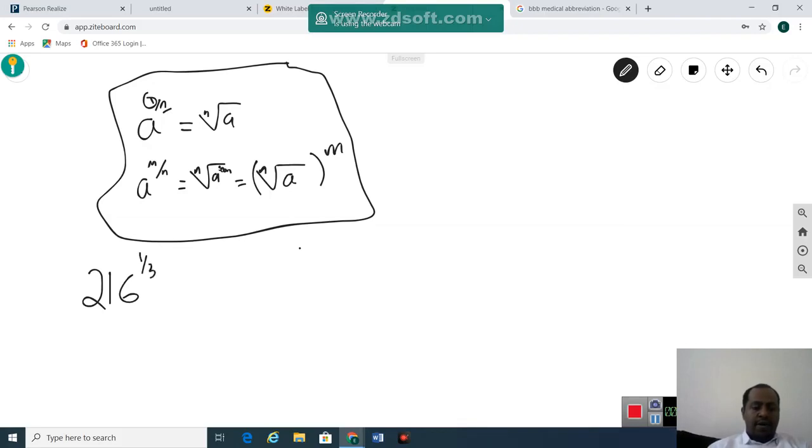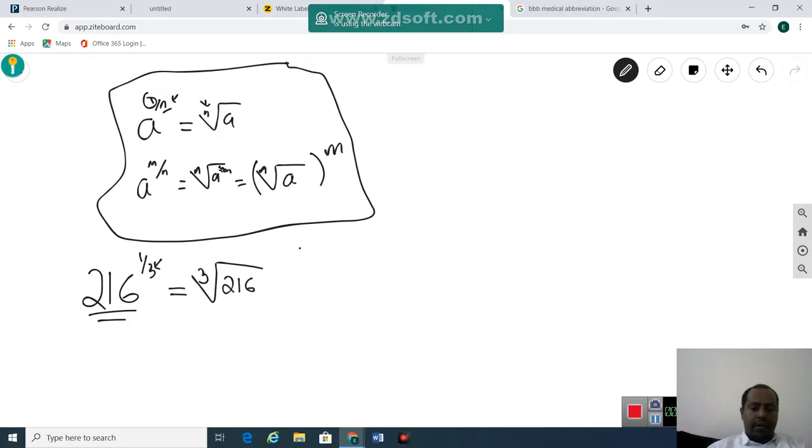In order to simplify this rational exponent, I will convert it to radical form. First I have to identify the denominator, in this case 3. As you know from our key concept, the denominator is the index for the radical. Therefore, here the denominator is 3, so it will be the index. It will be the cube root of 216.